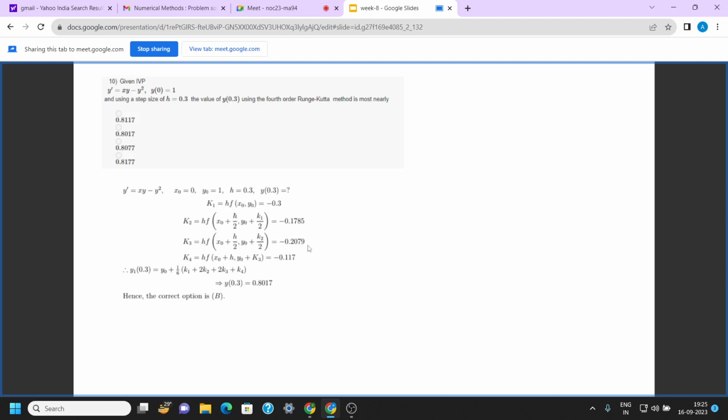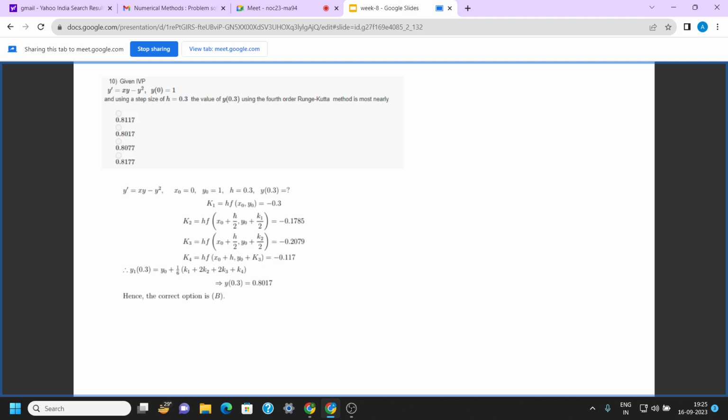Okay, once you have got K3, now you'll proceed for K4. So K4 is h into f of x naught plus h comma y naught plus K3. Here K3 will be minus 0.2079. So substitute all those values and you will get K4 as minus 0.117.